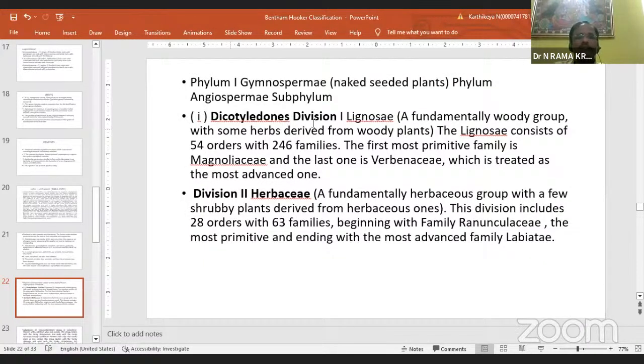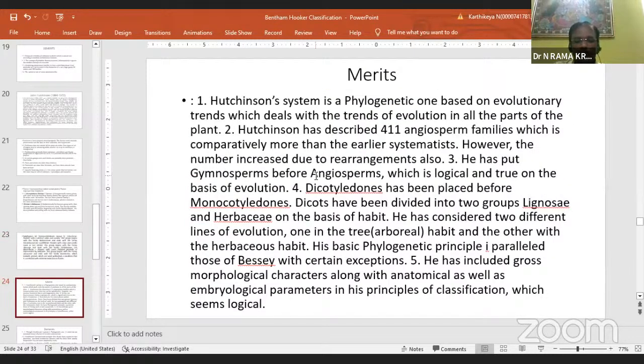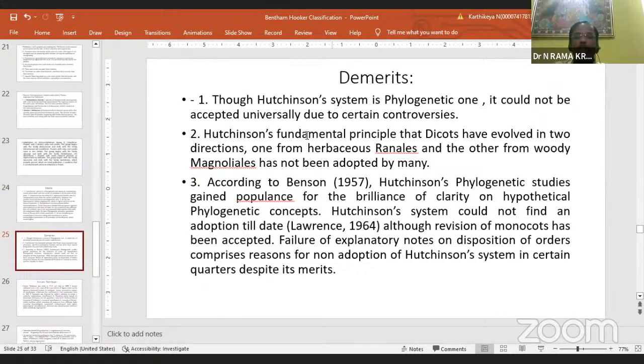Dicots are in division one, Lignosae, and second, Herbaceae. The next one is monocotyledons, which is another group. Here the merits: Hutchinson's system is phylogenetically based, and the dicotyledons have been placed before the monocots. These are the two or three merits. And next, what are the demerits? See the demerits.